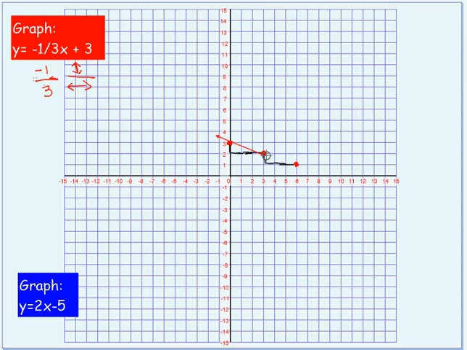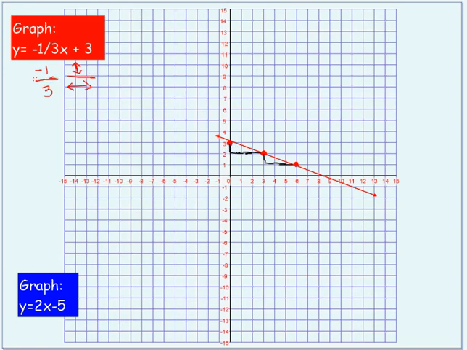So let me see if I can get these through there. There we go. It's close. It's not perfect like it should be, but it's close. Okay, so there's your line 1. We have a slope of negative 1/3. It goes downhill if we were looking at it, and it crosses the y-axis at the point positive 3.